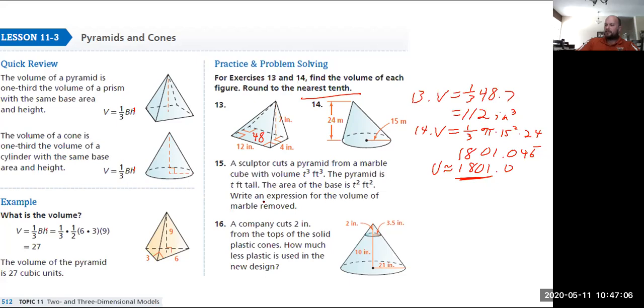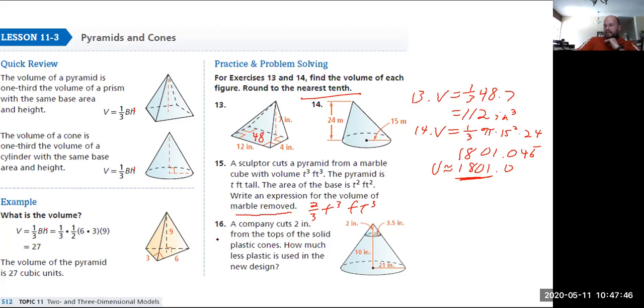But they are asking us not what is the volume of the cube, or what is the volume of the pyramid. They're asking what is the volume of the marble removed. So they want us to write it as an expression. So it's not going to be 1/3. It's going to be 2/3. Started saying the answer instead of what I was trying to say there. So again, 1/3 will be what is left over for the pyramid. 2/3 is what's being removed. So 2/3 t cubed feet cubed. That would be our answer. Again, it's what's being removed, so not what was left that time.